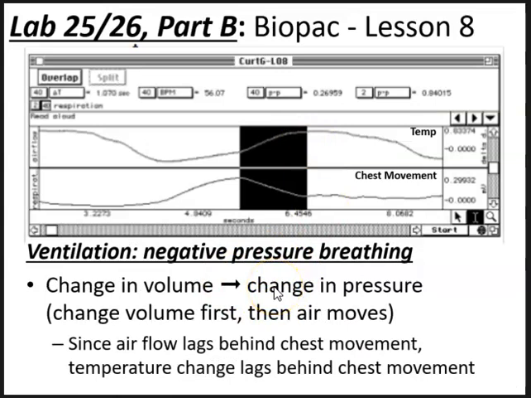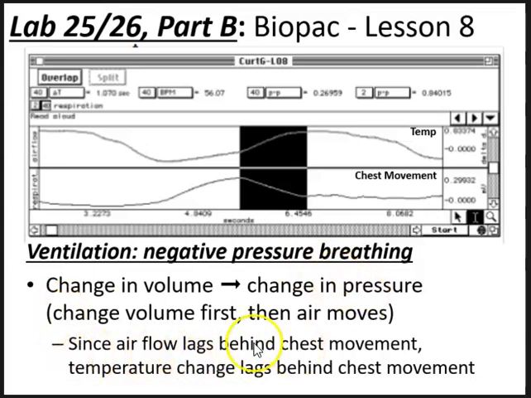So again, with regards to the events that occur, we'll have a change in volume first, and then we'll have movement of air due to the change in pressure. So ventilation is basically negative pressure breathing. We decrease the pressure in the lungs, so in order to decrease the pressure in lungs, we have to increase the volume. So increasing the volume first allows for chest expansion, and then we create a negative pressure, so the pressure will be less than the atmospheric pressure, allowing for the air to flow within the lungs.